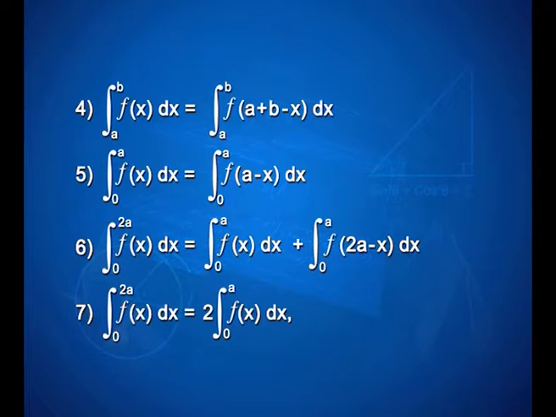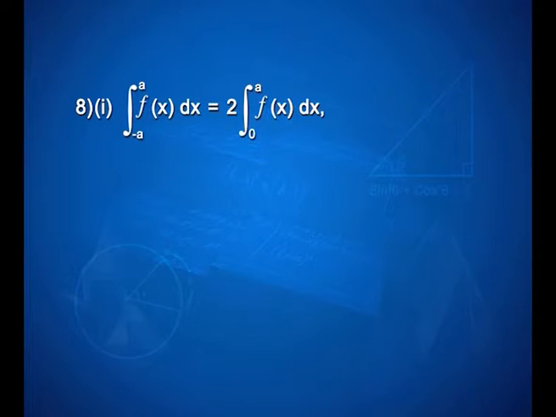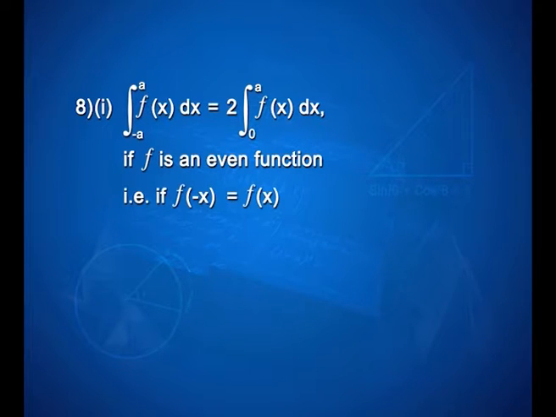And seventh property says integral 0 to 2a f of x dx is equal to 2 into integral 0 to a f of x dx if f of 2a minus x is equal to f of x, and 0 if f of 2a minus x is equal to minus f of x. And the eighth property says integral minus a to a f of x dx is equal to 2 into integral 0 to a f of x dx if f is an even function, that is if f of minus x is equal to f of x.